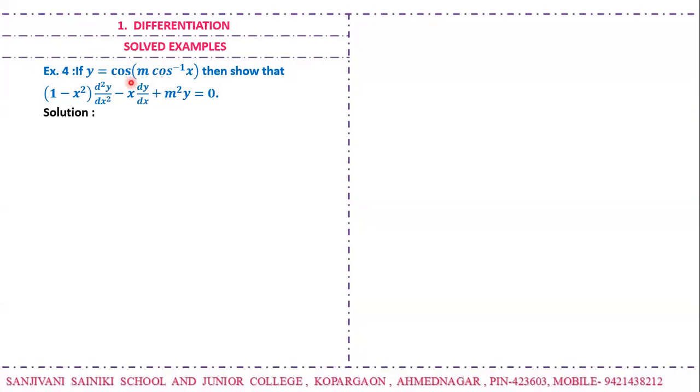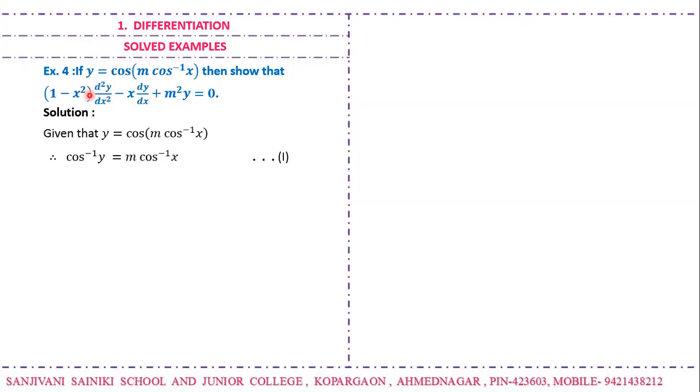Y is equal to cos of m cos inverse of x. Then you have to show that (1 minus x square) d2y by dx square minus x dy by dx plus m square y is equal to 0. Now here there are many methods to show this equation. Y is already given, so it is our equation number 1. Now we can find dy by dx from this equation. This is our equation number 2.